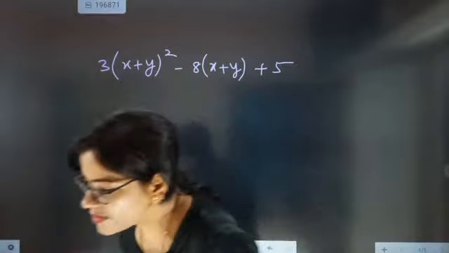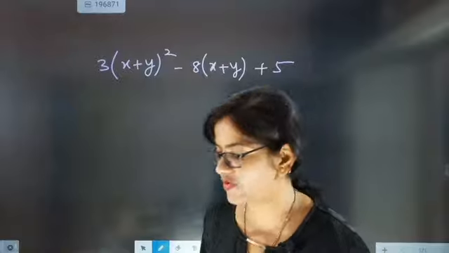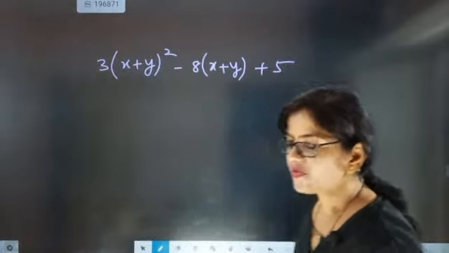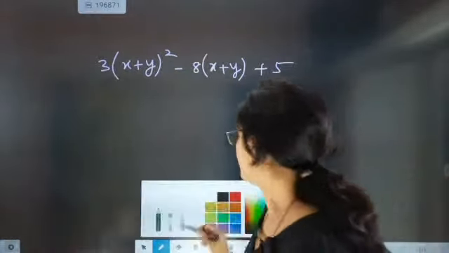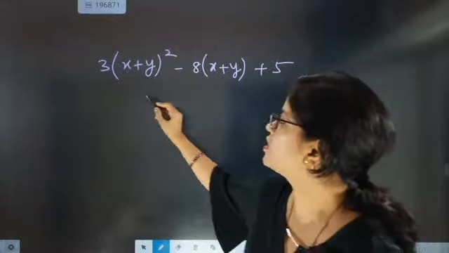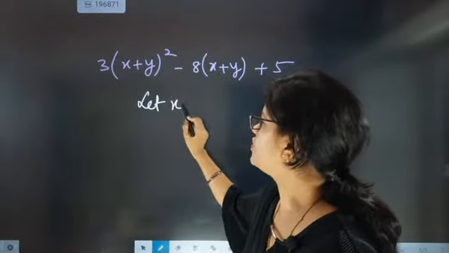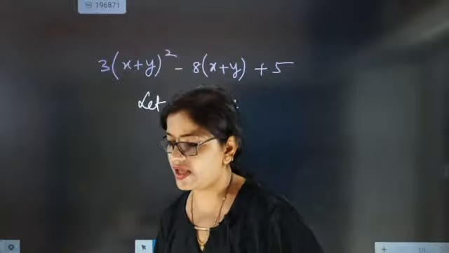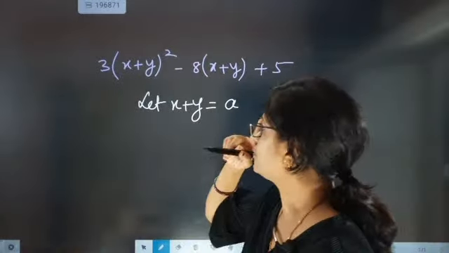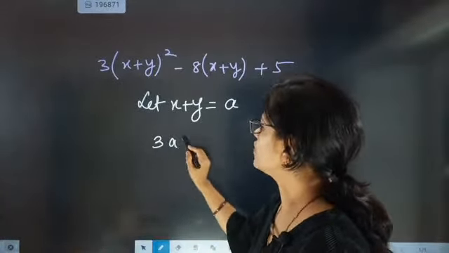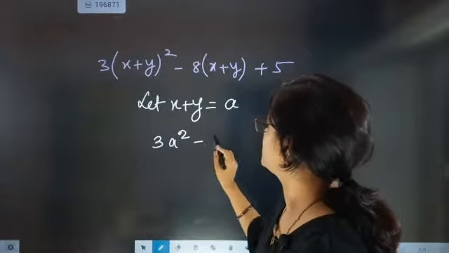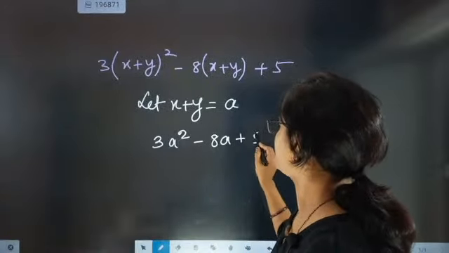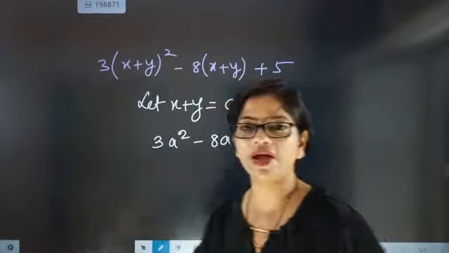3x plus 3y minus 5x plus y minus 5. Now, when this type of question comes, it will be very difficult if you don't know the way to come out. So let x plus y be equal to a, I told you. Take it equal to a. The moment you take it equal to a, this becomes 3a square minus 8a plus 5. Now you need to bring minus 8.